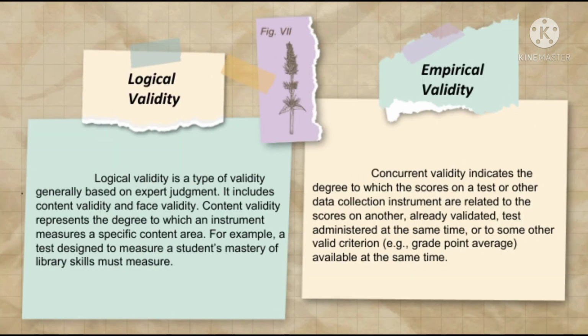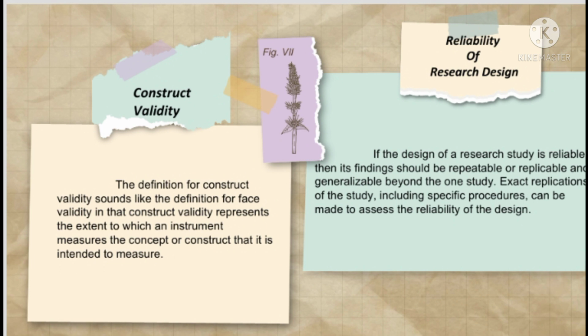Next is logical validity. Logical validity is a type of validity generally based on expert judgment. It includes content validity and face validity. Empirical validity. Concurrent validity indicates the degree to which the scores on our test or other data collection instrument are related to the scores. Next is construct validity. The definition of construct validity sounds like the definition for face validity, in that construct validity represents the extent to which an instrument measures the concept or construct that it is intended to measure.